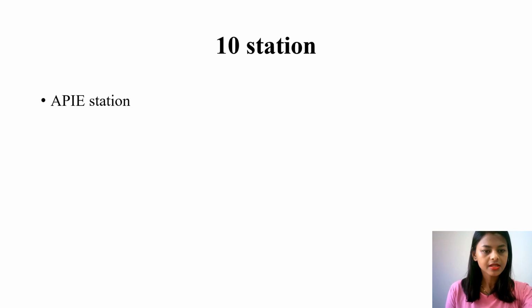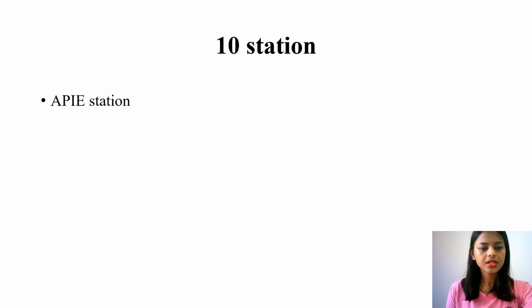So the first 4 stations will be the APIE stations. A means the assessment, where you have to do a head-to-toe assessment of the patient. And the second station will be the planning station. So you have to identify 2 problems in the assessment station and make the care plan in the planning station. The planning station will be the silent station where you have to write the 2 care plans.